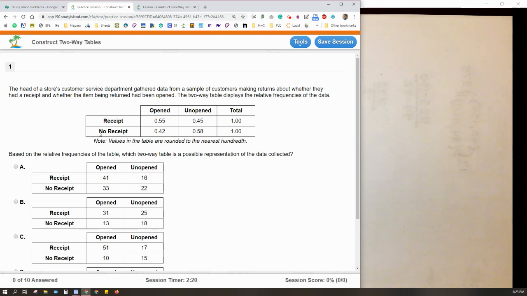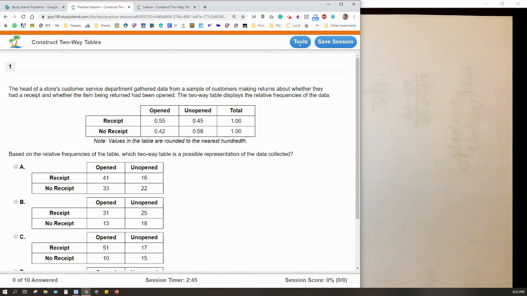Now, if you look at the no receipt row, for the people that returned an item without a receipt, 42% had opened it and 58% had not opened it. And those, again, add up to 100% of the people with no receipt. So let's look at the question. Based on the relative frequencies of the table, which two-way table is a possible representation of the data collected?